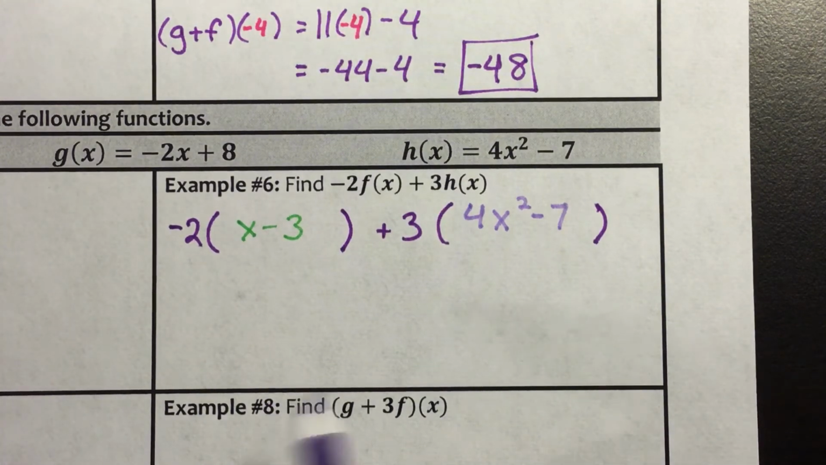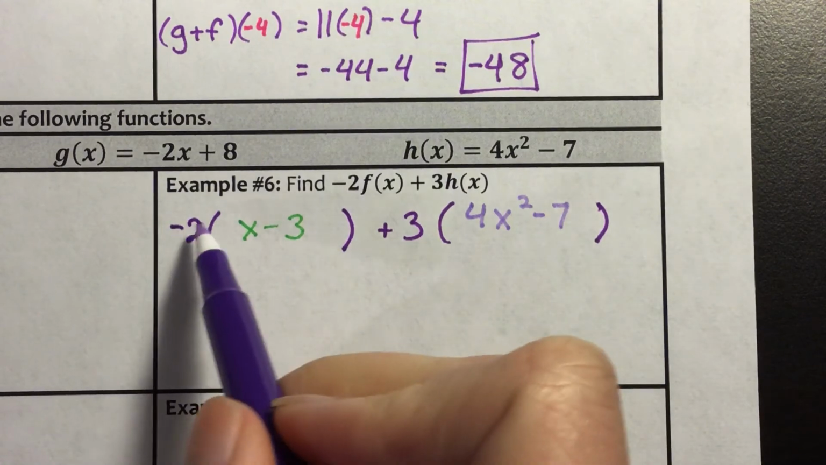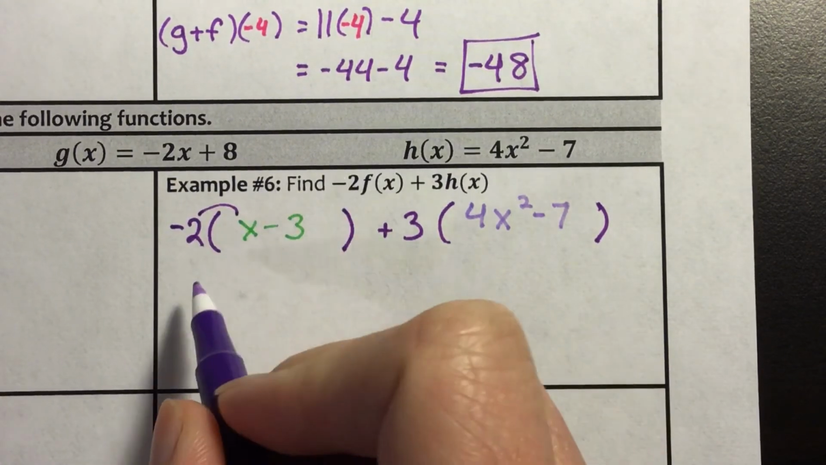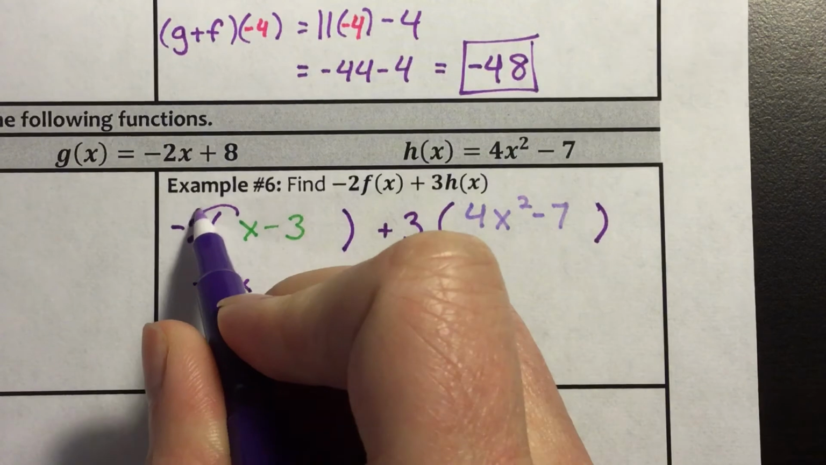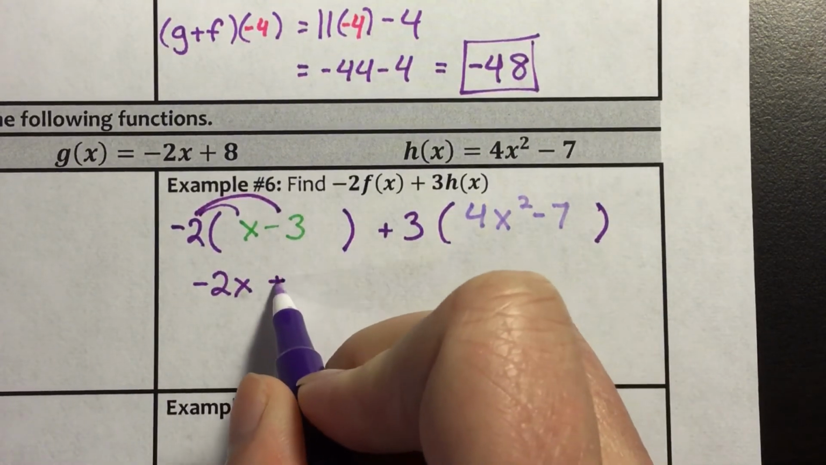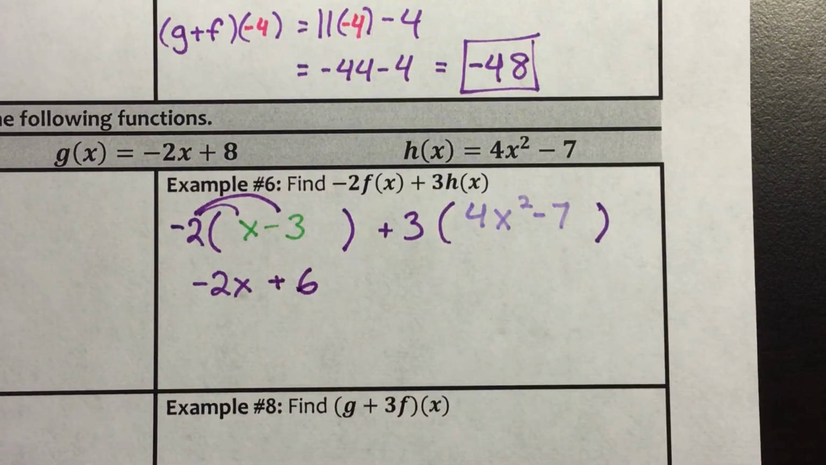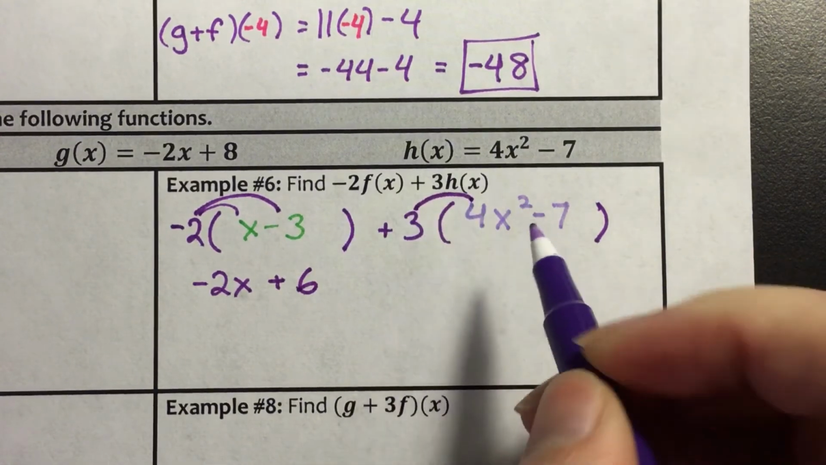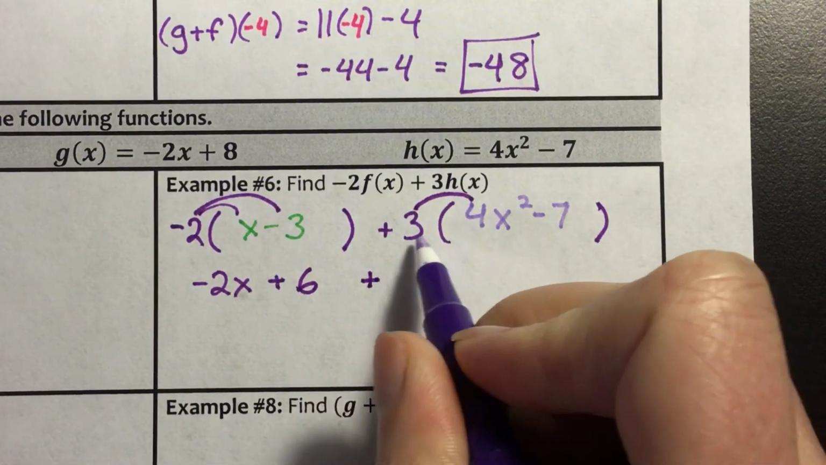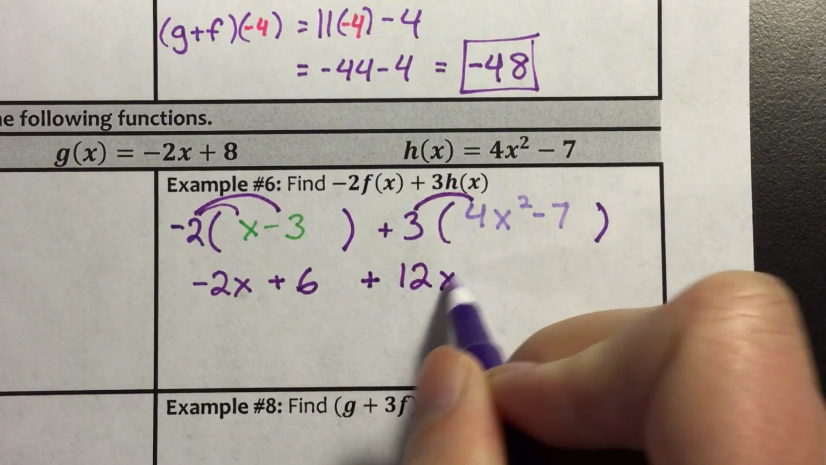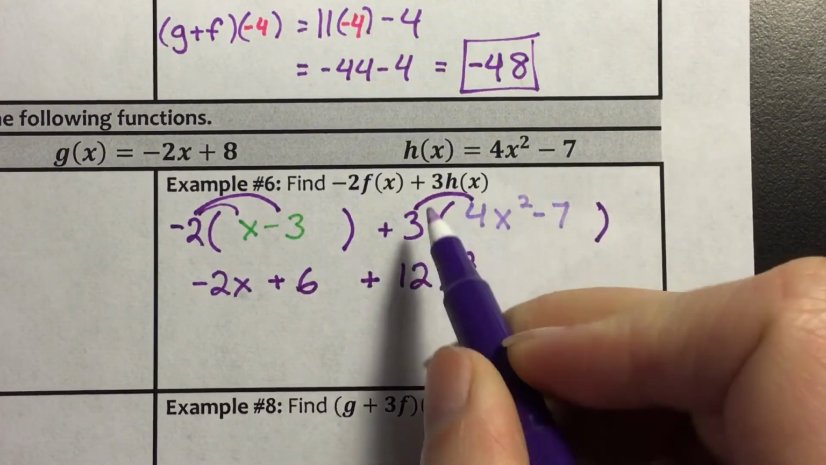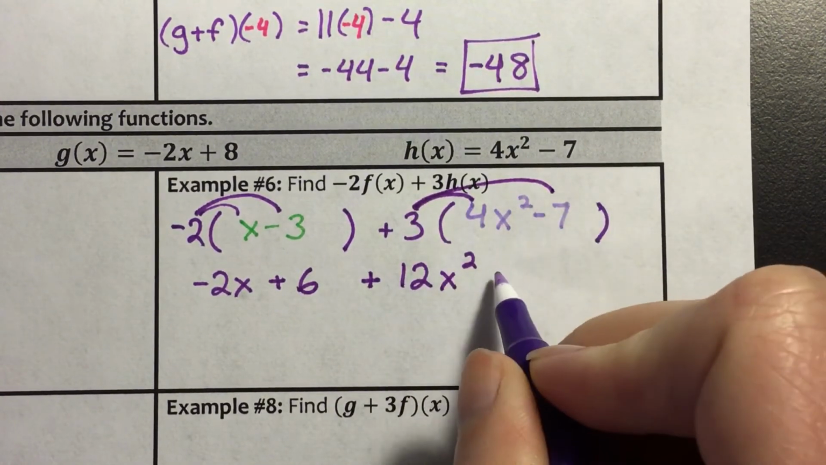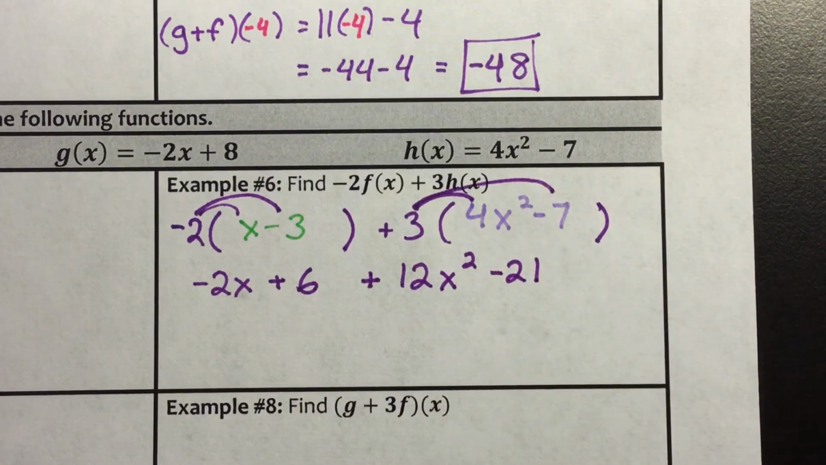Let's do it. Let's distribute and then combine like terms. So negative 2 times x is negative 2x. Negative 2 times negative 3 is positive 6. 3 times 4x squared is plus 12x squared. Don't forget that plus sign. And 3 times negative 7 is negative 21.